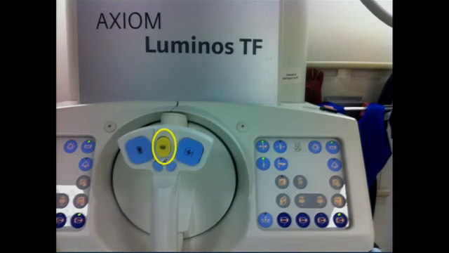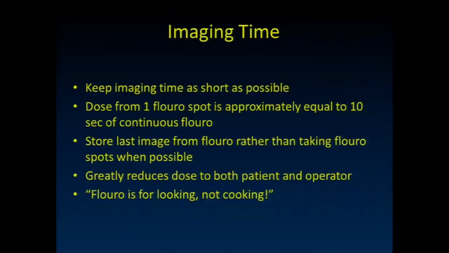So certainly use the fluoro spots if you need a better quality image, right? You need an image with less noise to really show a structure very well that you're not seeing well at the lower dose levels of fluoro. But do that very sparingly and use that last image hold feature whenever possible. I always say, right, fluoro is for looking, not cooking, right? If something's not changing, don't keep fluoroing, right?